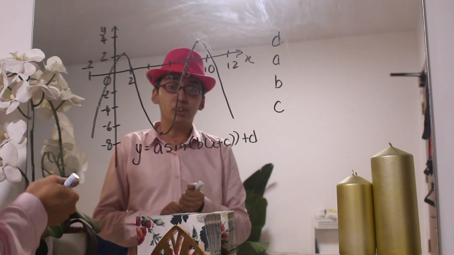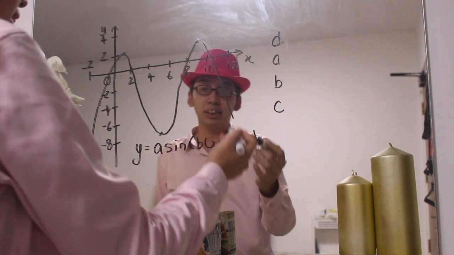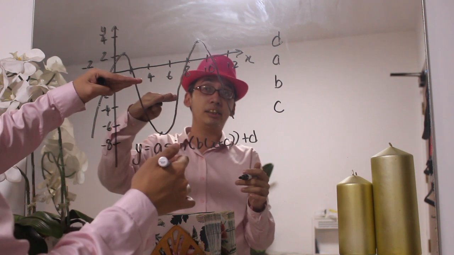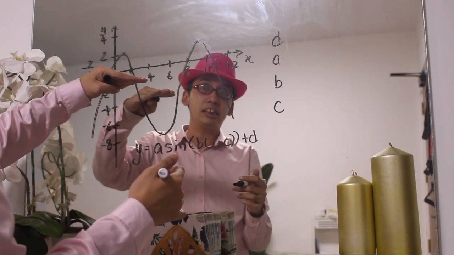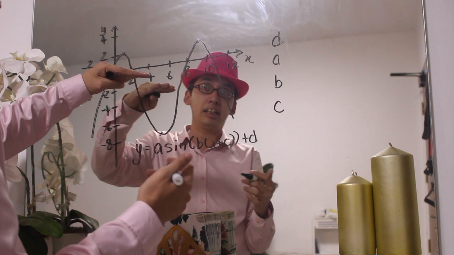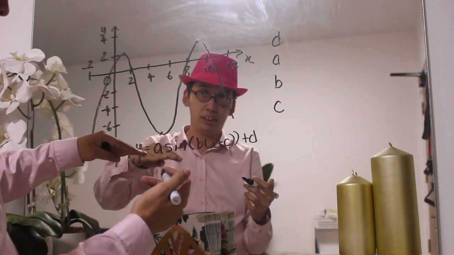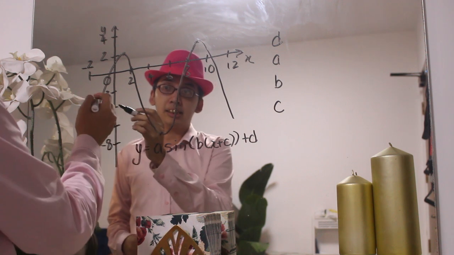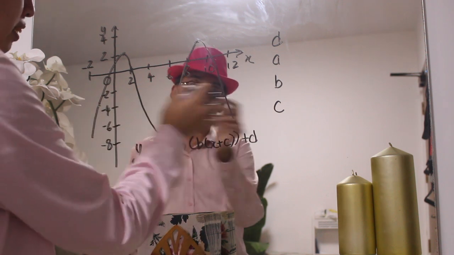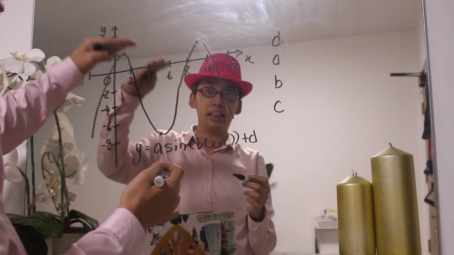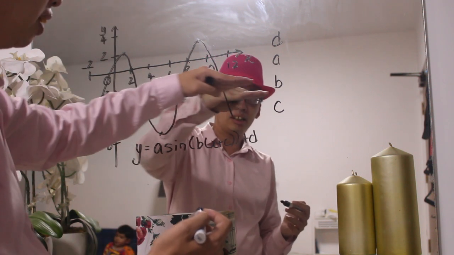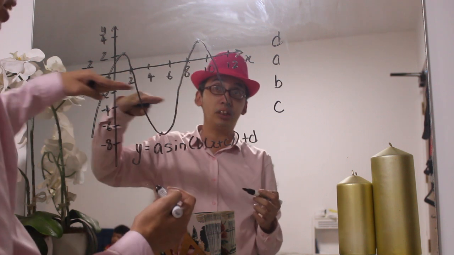Right? Okay, so for the d first, if you know your transformation, is actually a translation vertically, either upwards or downwards. So for that we need the principal axis. Principal axis is the line that divides the sine graph into two parts vertically. That means there's a horizontal line that divides the graph equally.